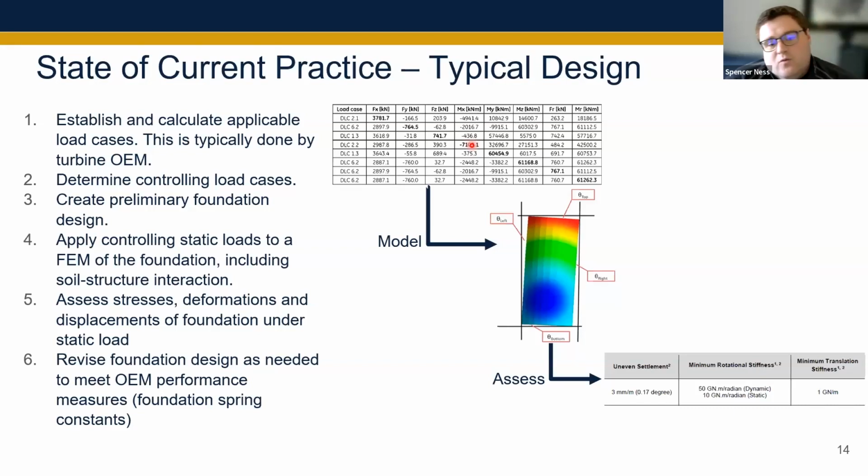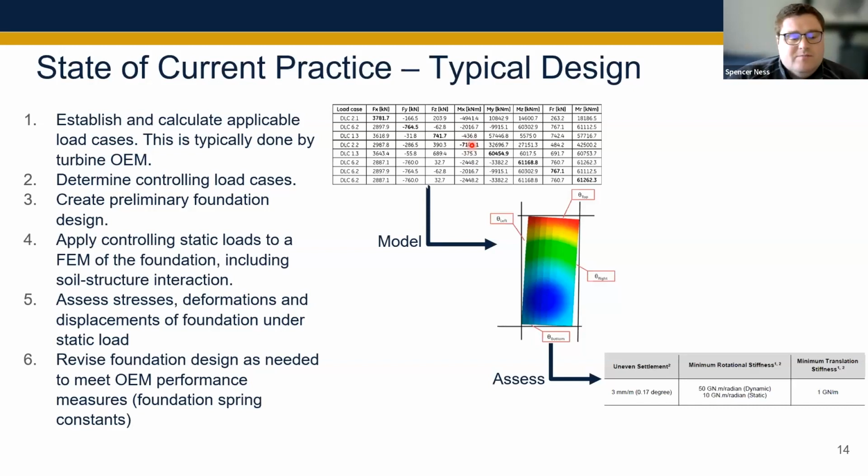So the turbine OEM will develop a whole series of load cases through their analyses. Those will then be provided down to the foundation designer. The foundation designer is going to determine controlling cases and create a preliminary foundation design that can support those cases, both the structure and the soil and the ground around the foundation. But importantly, because we need to make sure our rotational stiffnesses of the turbine are sufficient, we really need to take this into a finite element model regardless of condition to make sure that we're providing those spring stiffnesses that the turbine manufacturer is expecting.